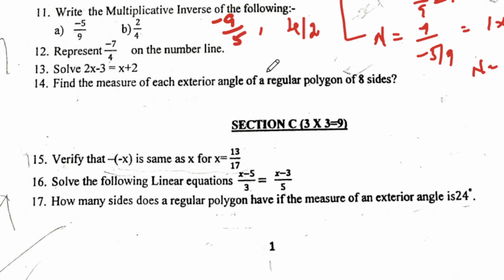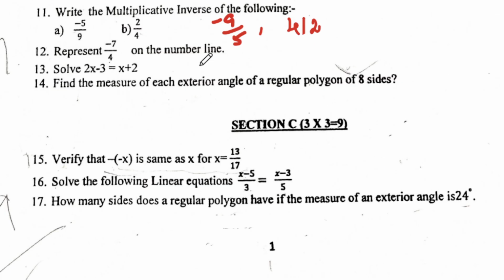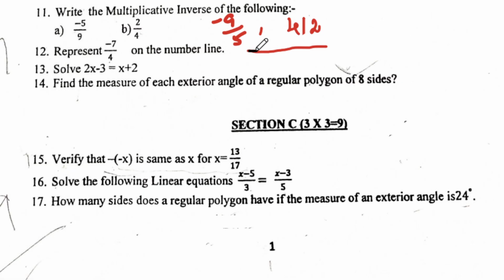Okay, next, represent minus 7 by 4 on a number line. So I'm going to erase these. One minute, students. I'll draw a number line. So represent minus 7 by 4 on a number line. I'm going to draw a number line in black. While doing this, use your scale. Okay, so starting here, 1 by 4. So this is minus 7 by 4.